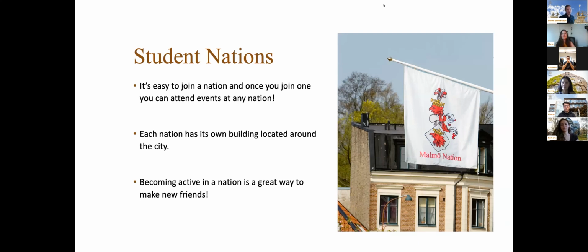So how do you join? It's very easy to join. Once you're admitted to Lund University, you become a student, you can join any of the nations really, because the good thing is if you join one of the nations, you can actually participate in events at any nation. So you don't really need to be that picky. I mean, obviously you should go by the nation you feel is right for you, but it doesn't really matter. I mean, because you can join your friends that are members of another nation, that's perfectly fine.